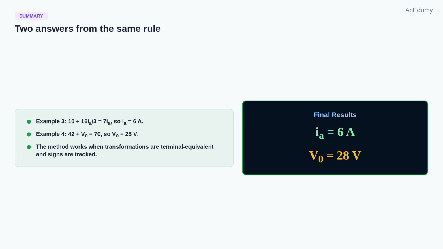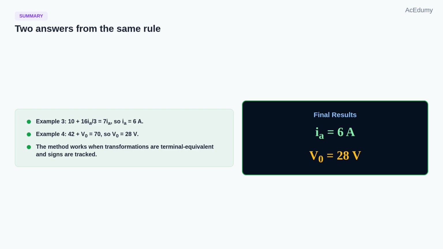The two examples show the same discipline. First, transform only pairs that are truly series or truly parallel. Second, combine resistors before doing another transformation. Third, keep dependent source values as algebraic symbols instead of replacing them by numbers too early. Finally, do the last equation carefully.